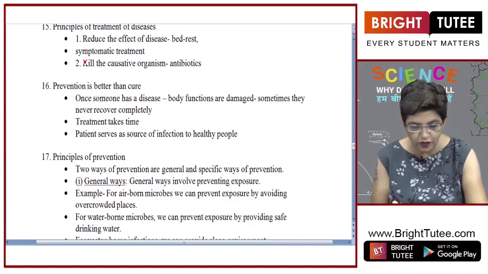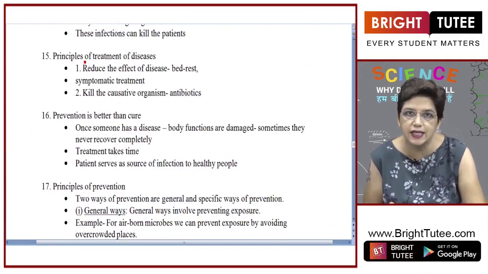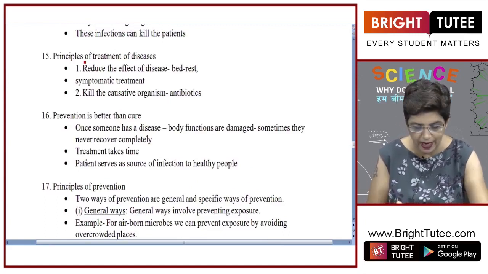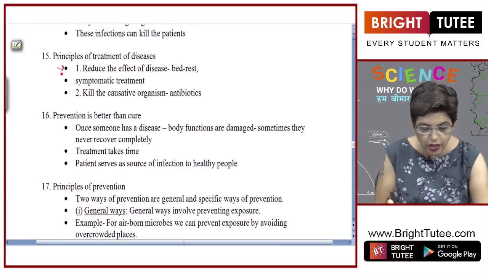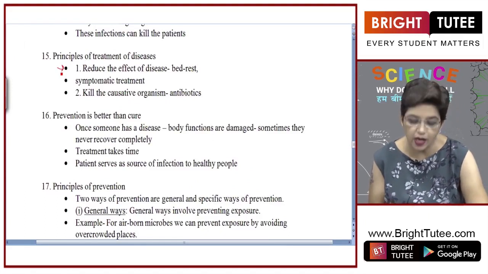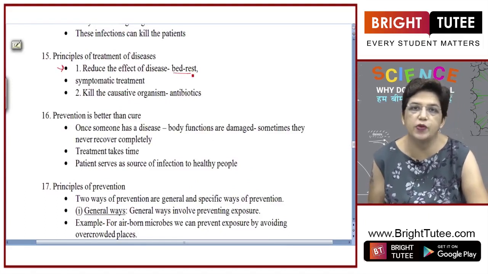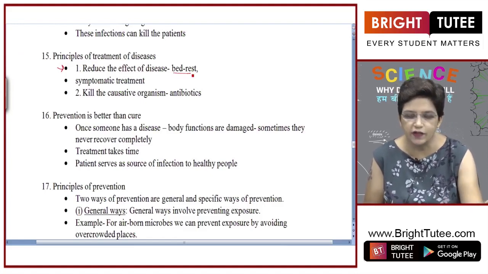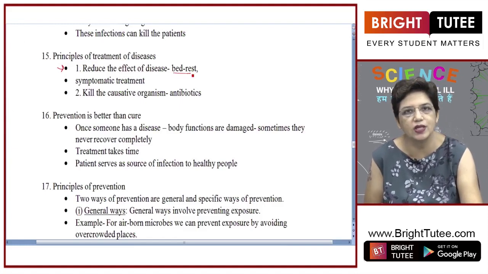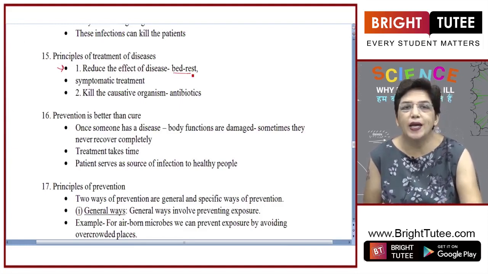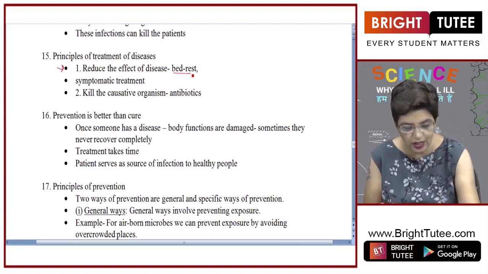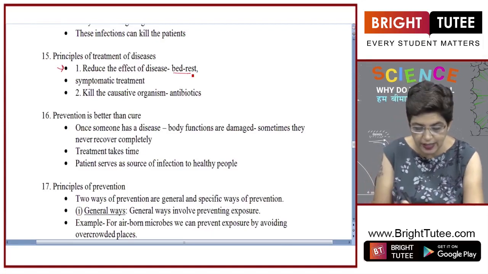Principle of treatment of diseases. Once a disease is caused, how do the doctors treat it? What is the principle behind it? First step is to reduce the effect of the disease. For that, doctors usually prescribe bed rest and to take some light food. You must have heard about it. Doctors tell you take rest, you take light food. Why is this so? Because then you conserve your energy to fight the disease. So this is to reduce the effect of the disease.